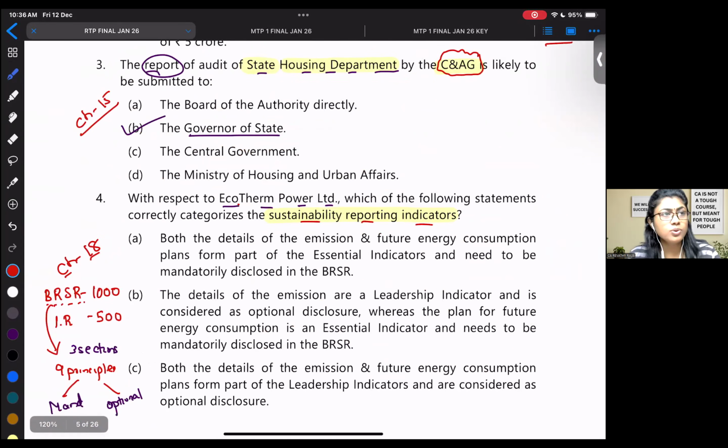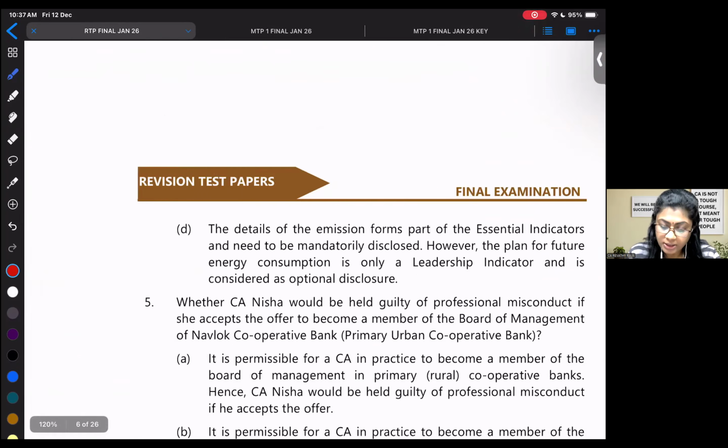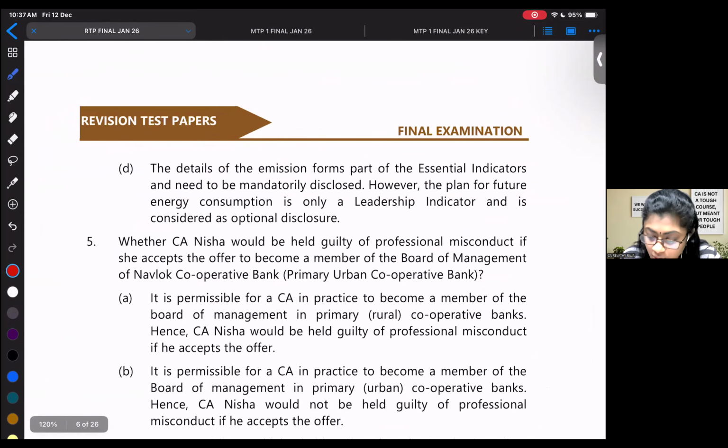Okay. So can you say what is the answer? Both the details need to be disclosed as mandatory. Details of emission are leadership indicator and optional. No. Both these details are optional. D. Details of emission form part of essential indicators, which is mandatory. Whereas consumption for the future is leadership, which is considered optional. So the answer is, first one is in the mandatory essential indicator, second is in the optional leadership. So the answer is D.